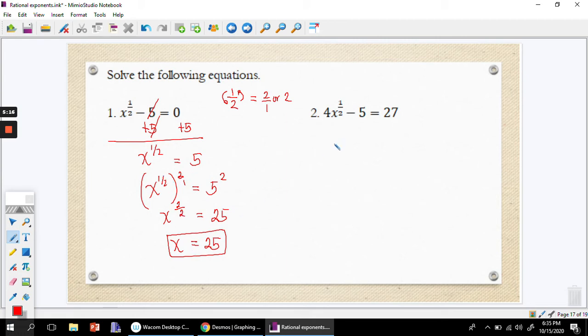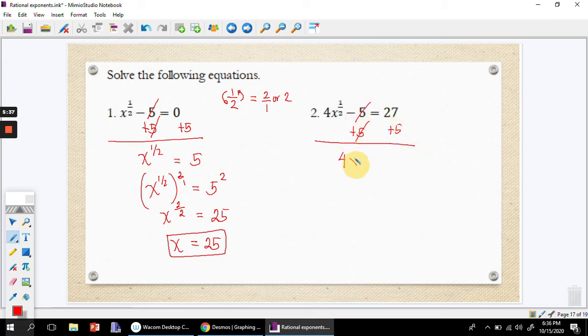Alright, let's have number 2. 4x raised to 1/2 minus 5 equals 27. It's the same thing. We have to isolate x here, so we don't want -5, 4, and 1/2. So we have to eliminate -5 first, so we are going to add 5 to both sides.